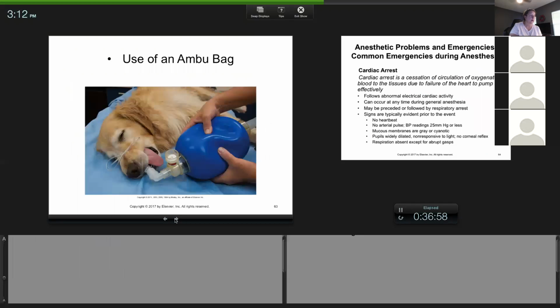Okay. Now, this is where I'm stopping for this test because what I'll do is we'll start tomorrow with cardiac arrest. And I'm also going to give a handout that talks about the general flow of your duty as an anesthetist because that's kind of what we're going to cover coming up.